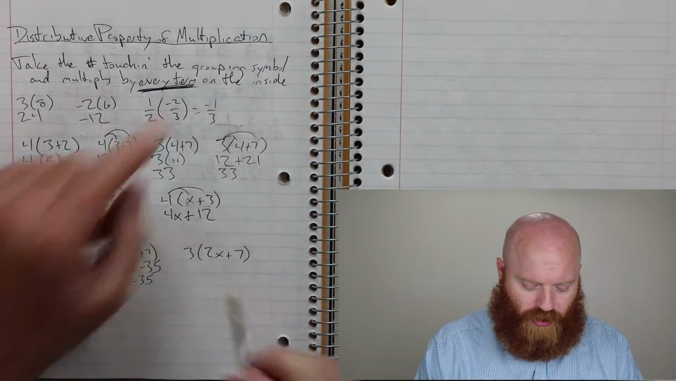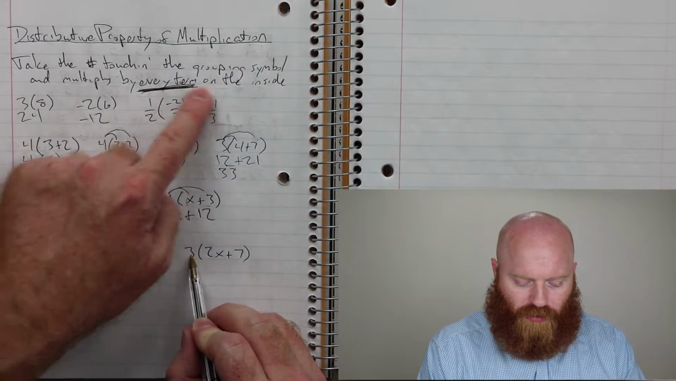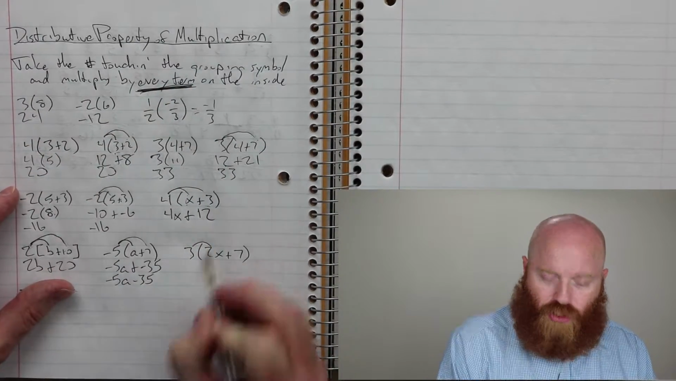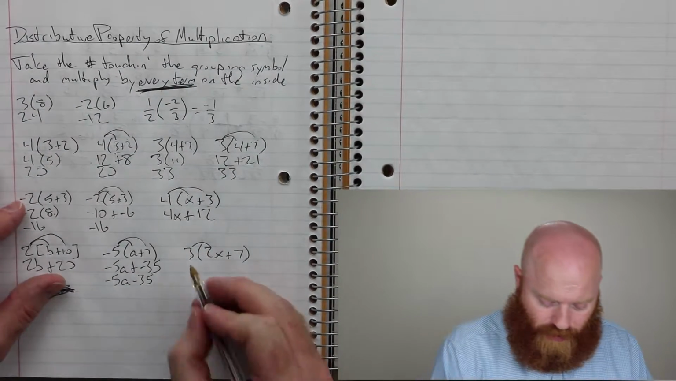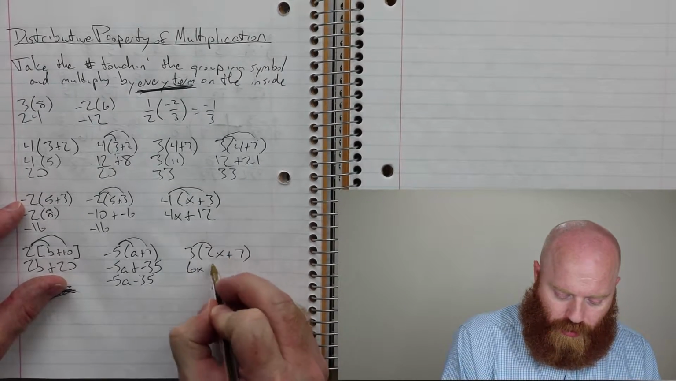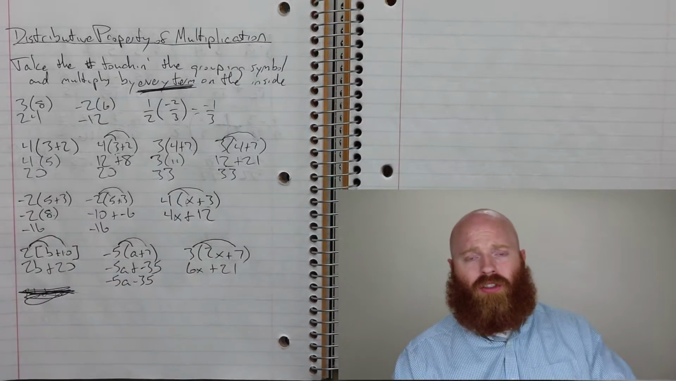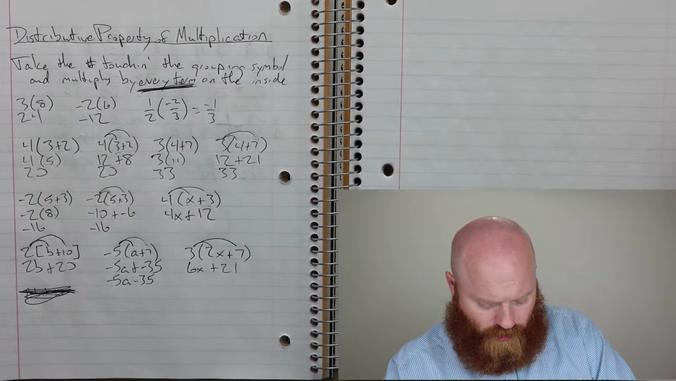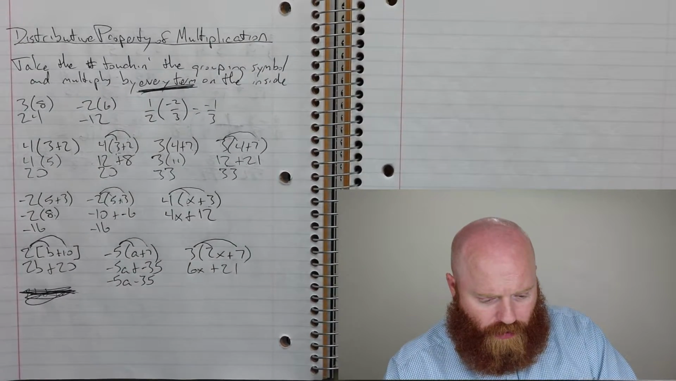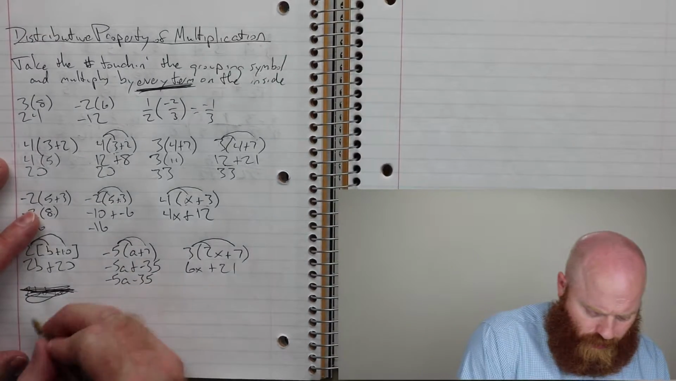Take the number touching the grouping symbol, 3, and multiply times every term on the inside. What's 3 times 2x? That's 6x. Bring down a plus, always bring down a plus. What's 3 times CN? 21. There's my answer, 6x plus 21. That's it. Okay, let's keep cruising.